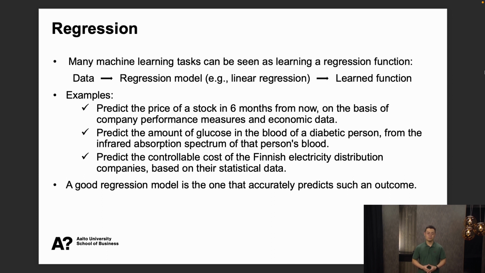Here are some examples. We can predict the price of a stock in 6 months from now on the basis of companies' performance measures and the economic data. We can predict the amount of the glucose in the blood of a diabetic person from the infrared absorption spectrum of that person's blood. And we can predict the controllable cost of the Finnish electricity distribution companies based on the statistical data. A good regression model is one that accurately predicts such outcomes.